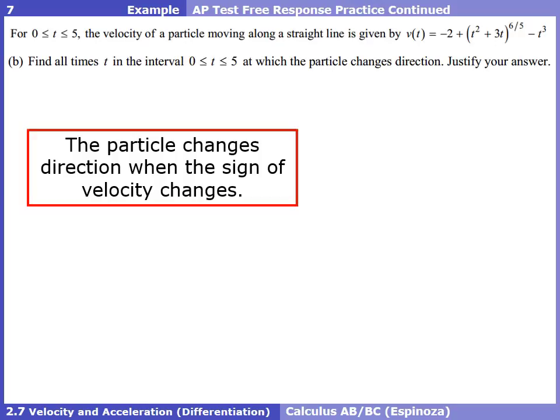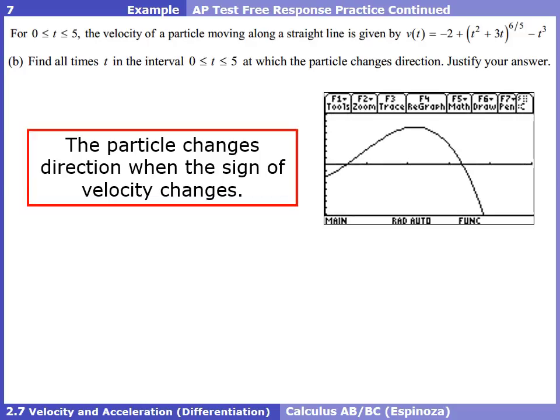So let's actually find the time or times that happens at. The way we're going to approach this is graphically. We need to visually see when velocity actually changes signs. So when does velocity change signs? Well, again, I've only graphed our velocity function from 0 to 5. We don't really care much about what's happening outside of that range or window or interval.